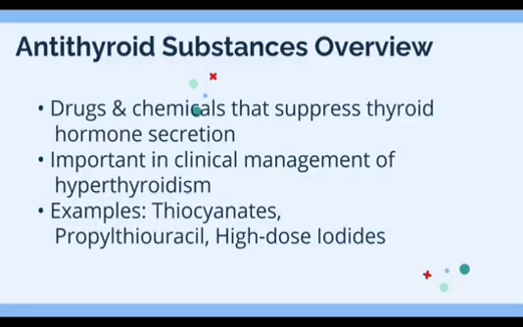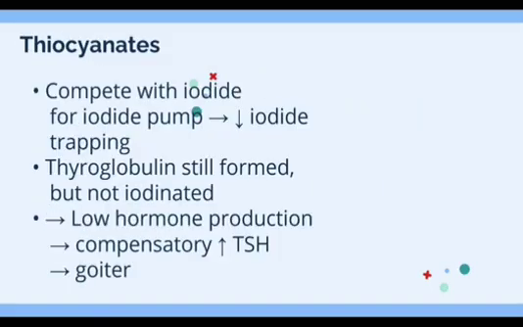Antithyroid substances overview. These are drugs and chemicals that suppress thyroid hormone secretion. They are important in the clinical management of hyperthyroidism. Examples: thiocyanate, propylthiouracil, and high-dose iodide.